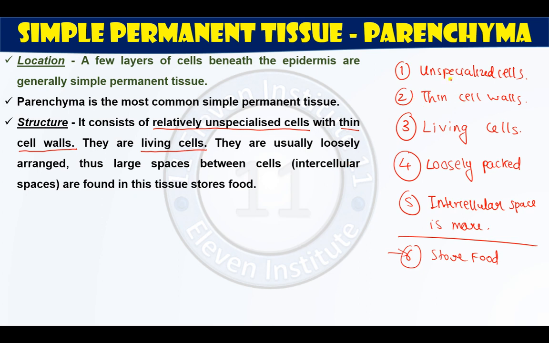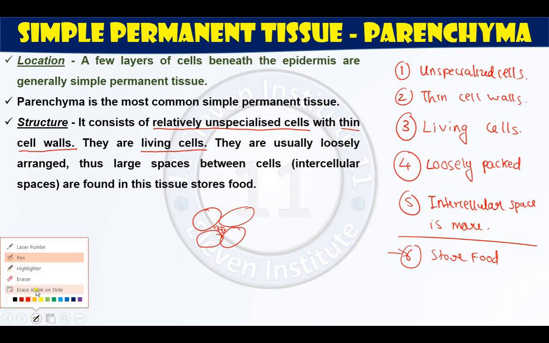So, unspecialized cells, thin cell walls, living cells, loosely packed means there are spaces. Suppose this is the first cell, then there is the second cell, third cell, fourth cell. So there is a space between them, right? There is a space between them. So intercellular space is more. The space between the cells is more. And what is the function? They store food. I hope this is quite clear to you.